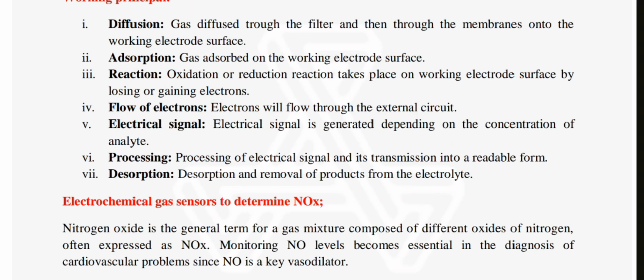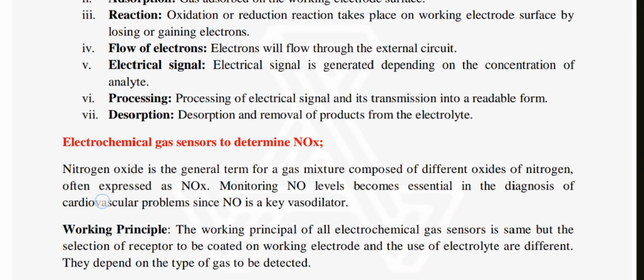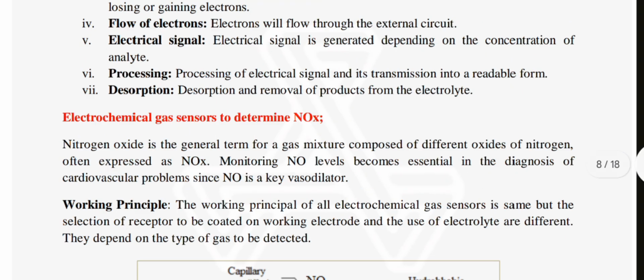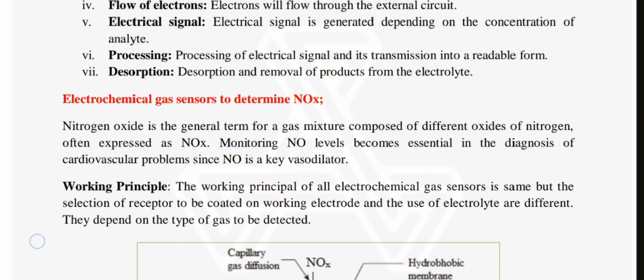Working principle. Diffusion. Gas diffuses through the filter and then through the membrane onto the working electrode surface. Adsorption. Gas is adsorbed on the working electrode surface. Reaction. Oxidation or reduction reaction takes place on working electrode surface by losing or gaining electrons. Flow of electrons. Electrons will flow through the external circuit. Electrical signal. Electrical signal is generated depending on the concentration of analyte. Processing of electrical signal and its transmission into readable form. Desorption and removal of products from the electrolyte.